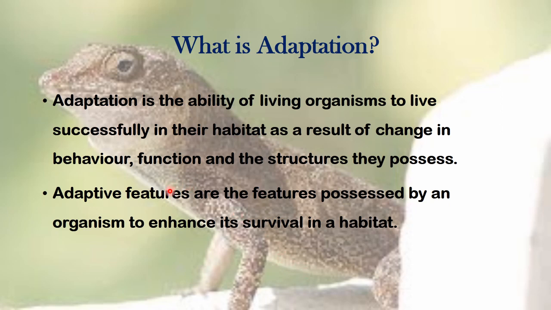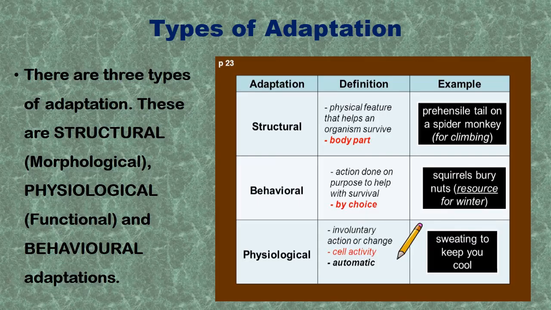Now, what is adaptation? Adaptation is the ability of living organisms to live successfully in their habitat as a result of change in behavior, function, and the structures they possess. Adaptive features are the features possessed by an organism to enhance its survival in its habitat. Now, moving along, we'll start with the types of adaptation.